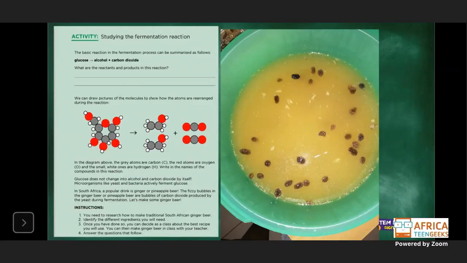Right, so let us look at the question that we have. So first question, what are the reactants in the reaction to make ginger beer? And I think some of those reactants, you can see them from the picture.